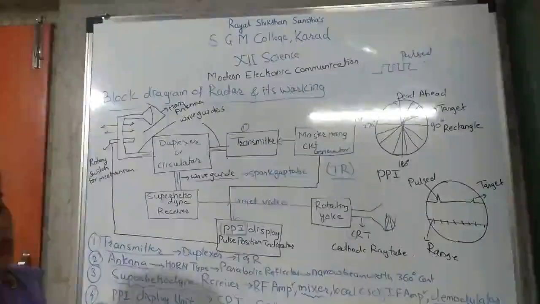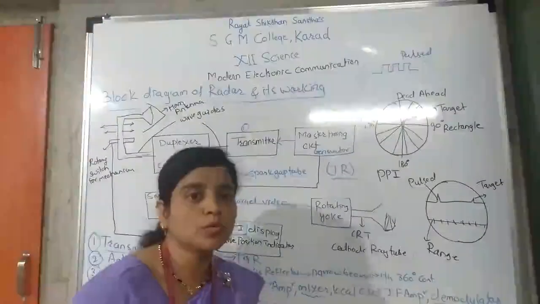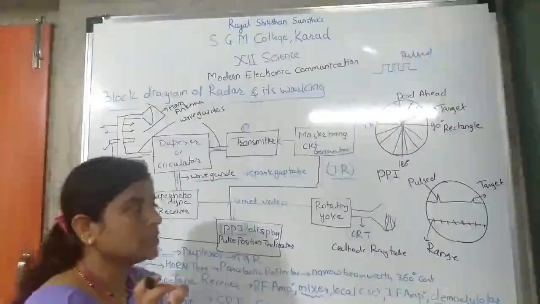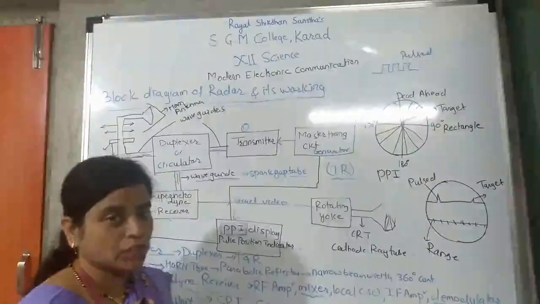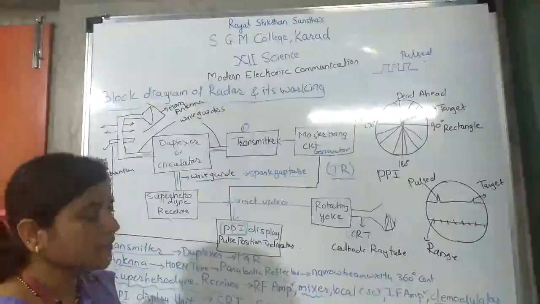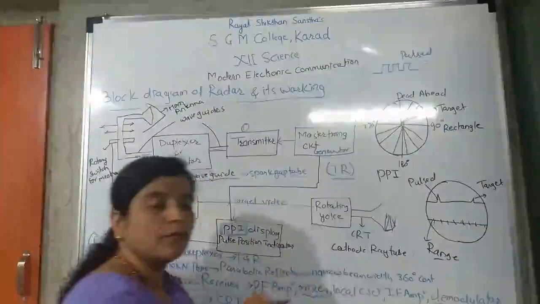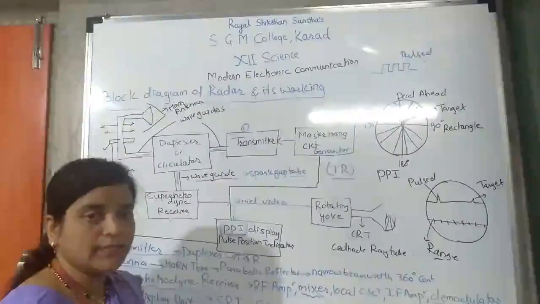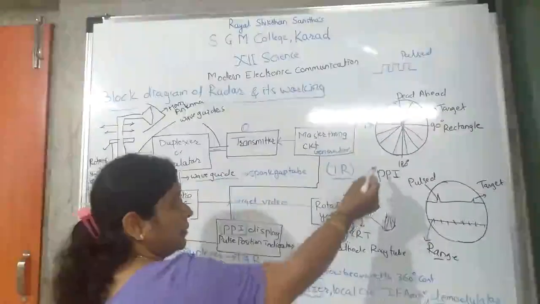So what is the function of radar? Radar is used to measure the distance, the velocity and the angle. The main function of radar is to measure the range and the angle of elevation we have seen, the horizontal distance and vertical distance.